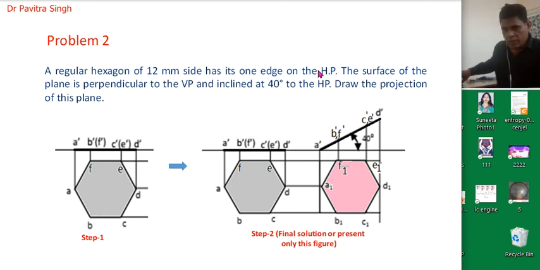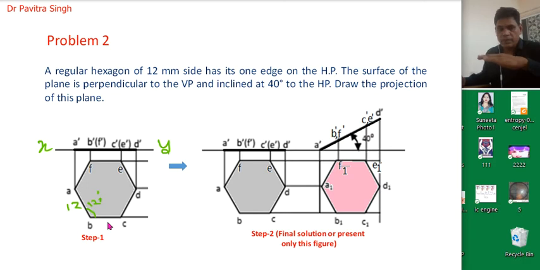Here the top view will be below the xy line, so this is the xy line and this is the top view. The side of this plane is 12 mm and this angle is equal to 120 degrees. So we will draw line BC, which is lying on the horizontal plane, and now we will draw lines CD, DE, EF, FA. So we will get this regular hexagon of side 12 mm.